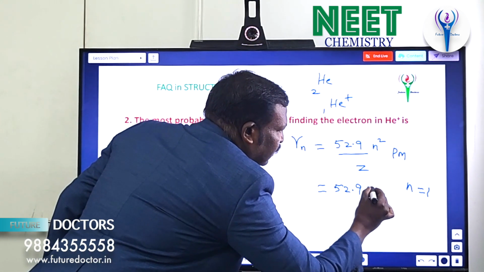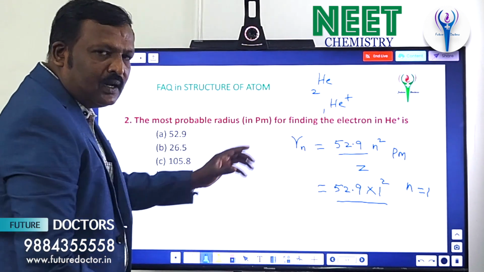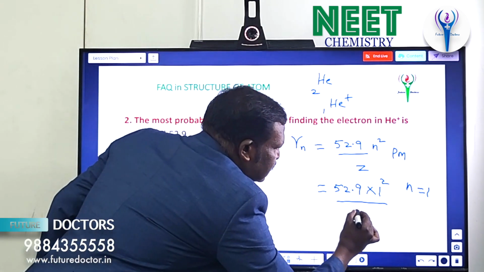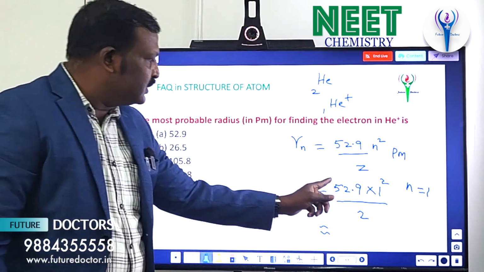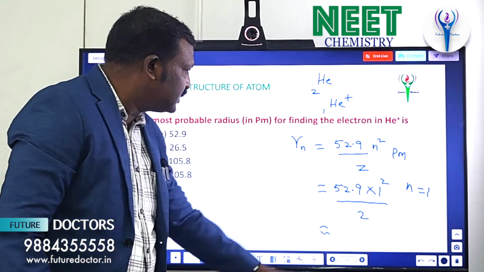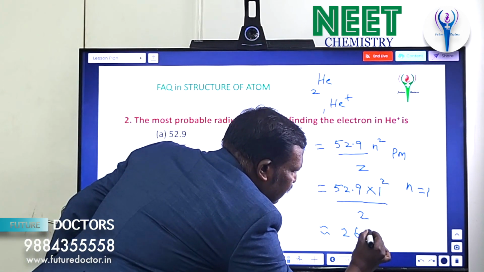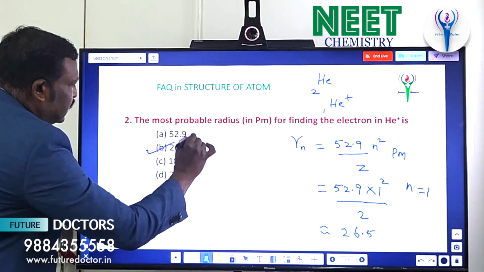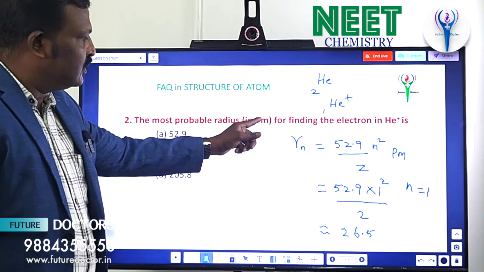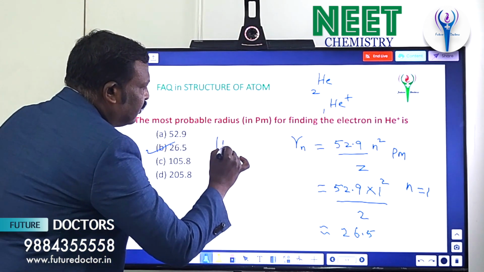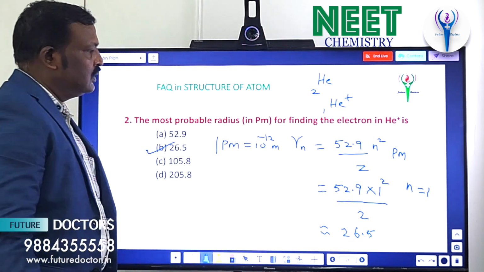So simply you can say 52.9 into 1 square by Z. Z is called the atomic number of the element, that is 2. So half of this, 52.9 by 2. Approximately it is considered as 26.5. Understood? I took only a simple sum. So among these, this is the correct one. They are saying in picometer. You know that 1 picometer is equal to 10 power minus 12 meter. This also you should memorize.